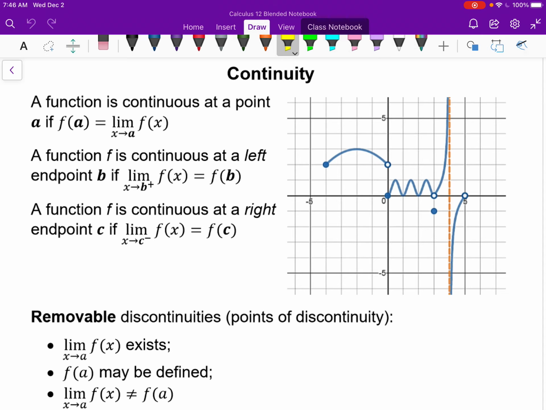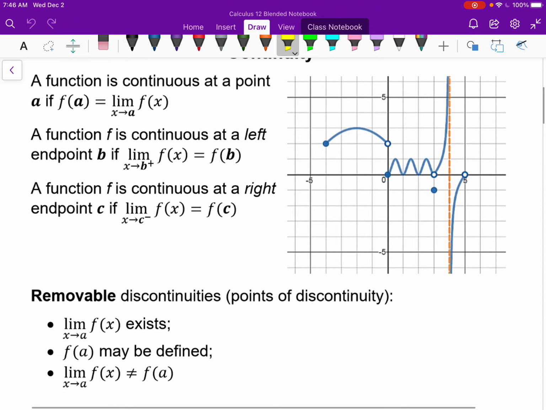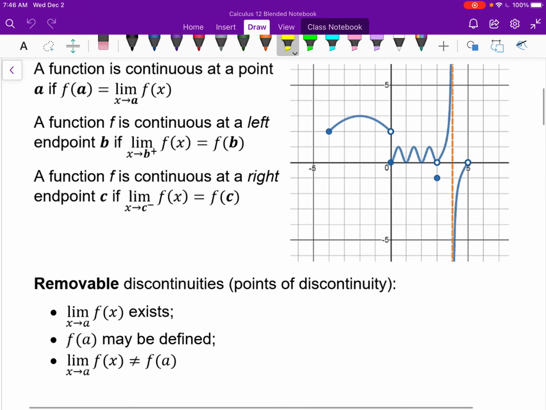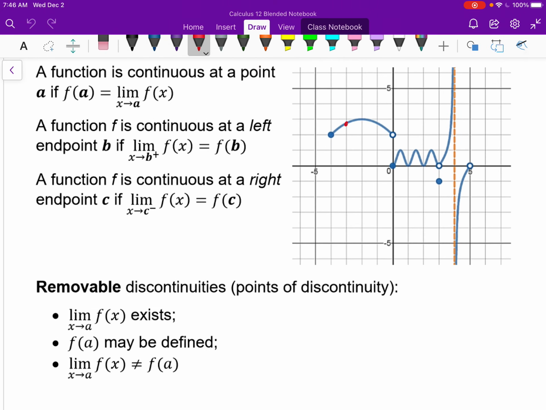So let's look at all these examples. If I just pick a point on this function, let's say right here, the function is continuous right there because the value of the function is the same as the limit at that point. Whereas if I look at this point right here, the function is not continuous because the limit at that point, which does not exist, is not the same as the value of the function at that point, which is 0. And that means the function is not continuous in several places. And there's different types of discontinuity.